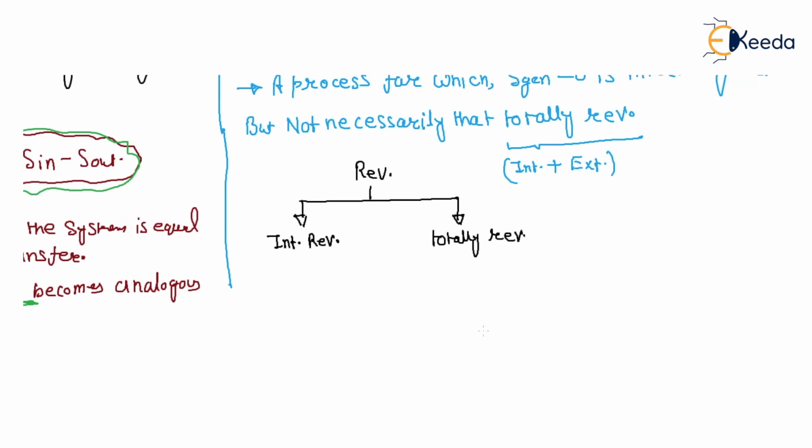Right? If there is an internal reversible process, then S generation is zero, because it is within the system boundary. But totally reversible means it is reversible internally as well as externally, so entropy generation is zero. It's not necessary that it is totally reversible. It may be internally reversible only, that means externally it may be irreversible.